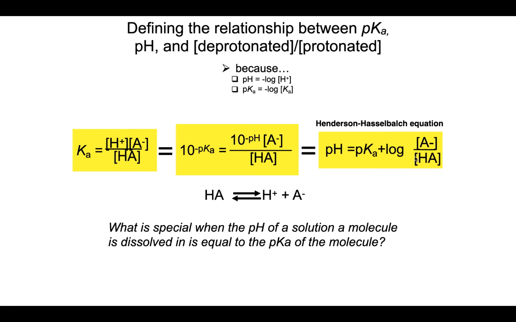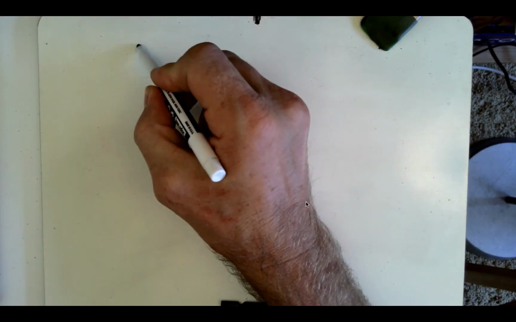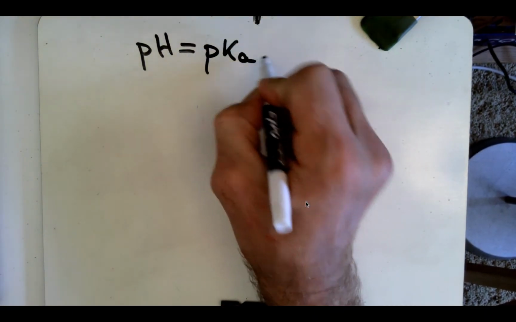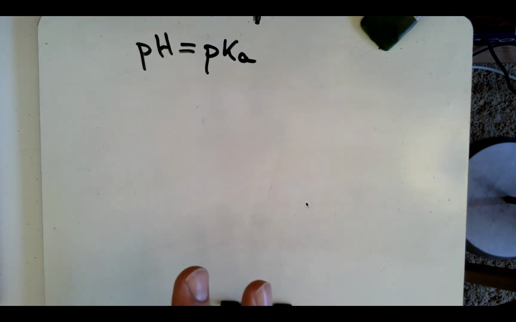Now, when we look at the Henderson-Hasselbalch equation, there's something interesting that happens when we have a situation in which the pH of a solution that a molecule is dissolved in is equal to the pKa of that molecule. Let's take a look at that. So there's something special when the pH of a solution that a molecule is dissolved in is equal to the pKa of that molecule. Okay, so here we have a molecule. It has a carboxyl group on it.